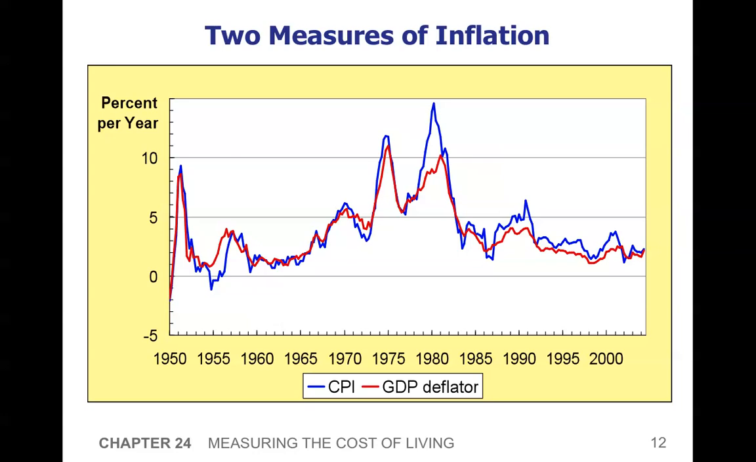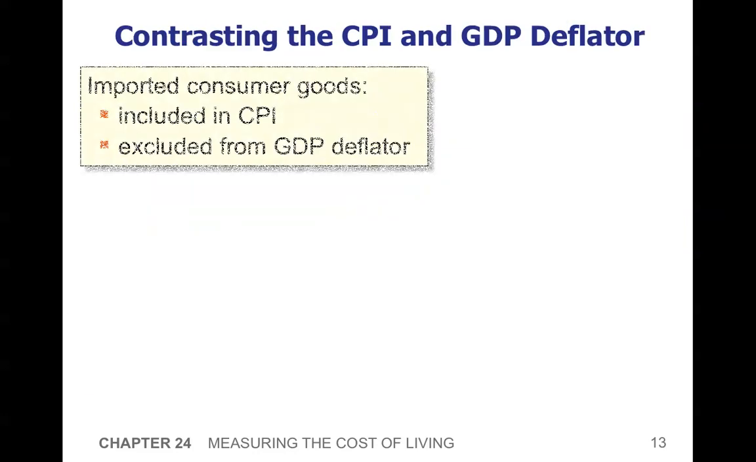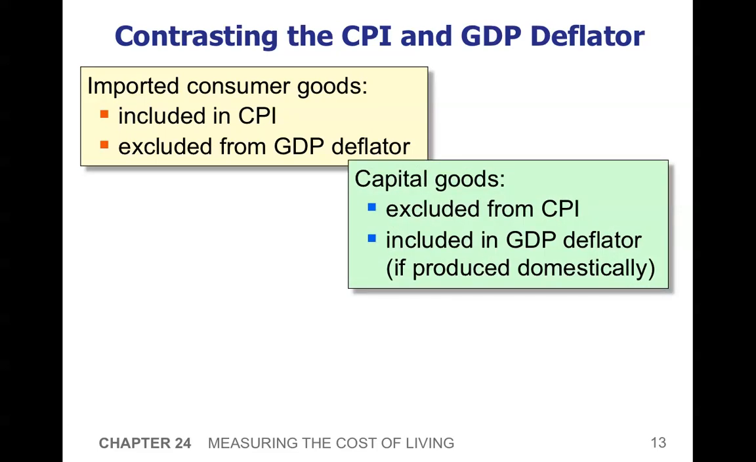Let's look at some of the differences between the CPI and the GDP deflator. Imported consumer goods, so these are goods that are imported from other countries, are included in the CPI because that's what consumers buy, but excluded from the GDP deflator because they're not produced in this country. Capital goods are excluded from the CPI because they're not a part of the consumer market basket, but included in the GDP deflator if they are produced domestically.